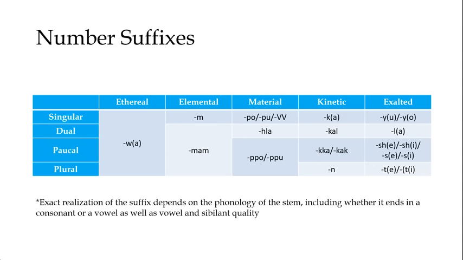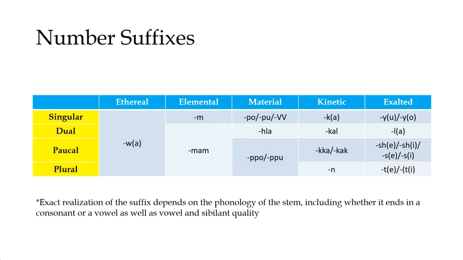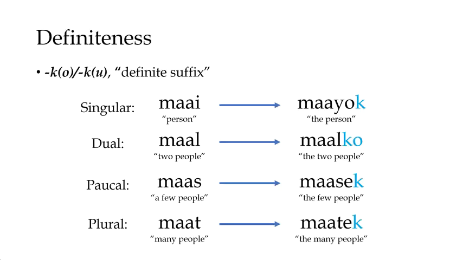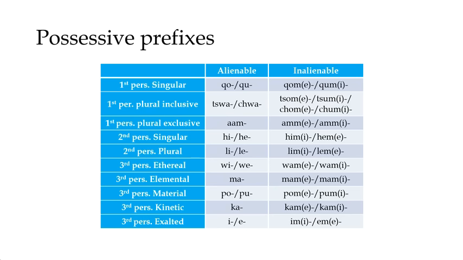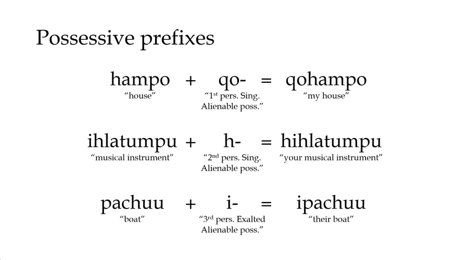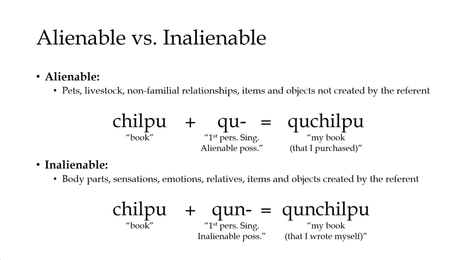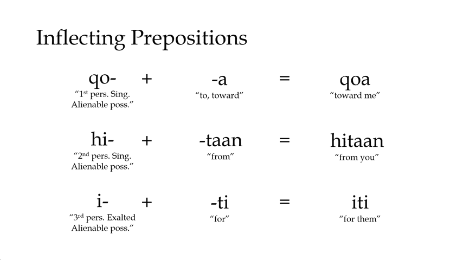The most obvious reification of the class system comes in the form of an obligatory suffix on all nouns that also encodes plurality. Depending on the noun class, Oqolaawak distinguishes up to 4 different grammatical numbers: singular, dual, paucal, and plural. Nouns are also marked for definiteness by way of a simple word final suffix derived from an old demonstrative. Possessed nouns are appended with a prefix that agrees with their possessor in person, number, and class. There are 2 forms of possessive prefix, one for alienable possession and one for inalienable possession. The alienable set are also used for marking prepositions, which agree with their objects in person, number, and class.